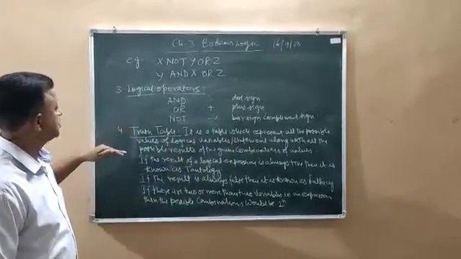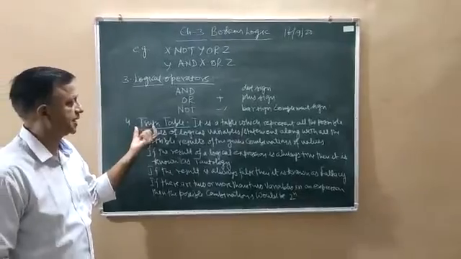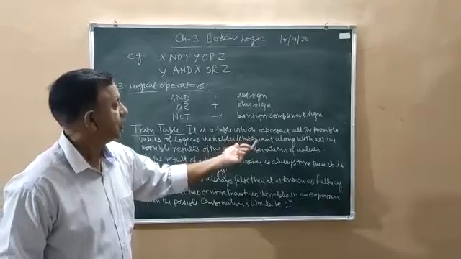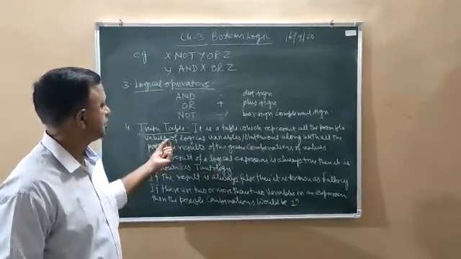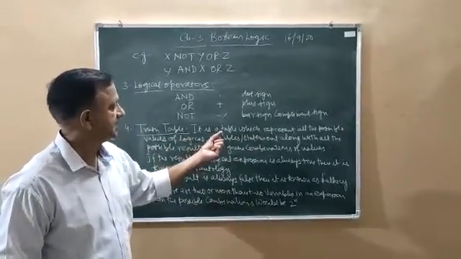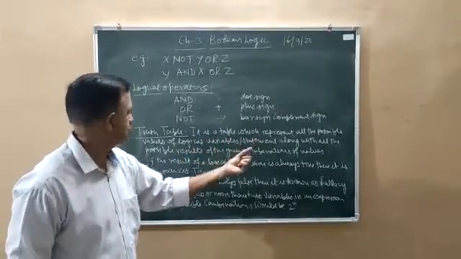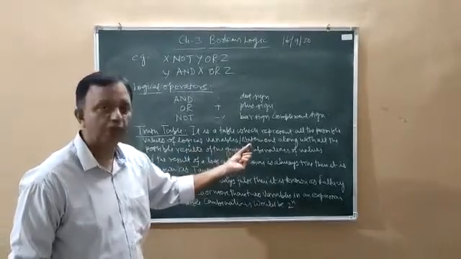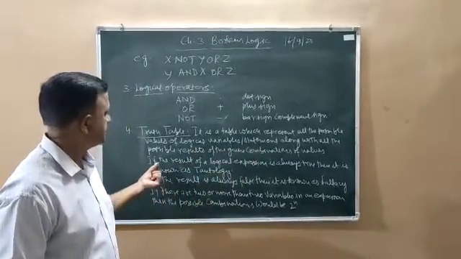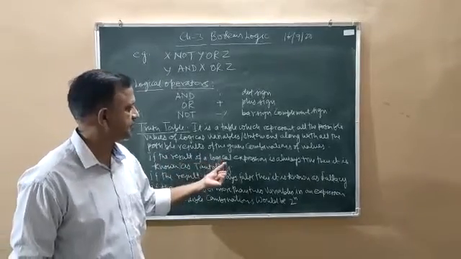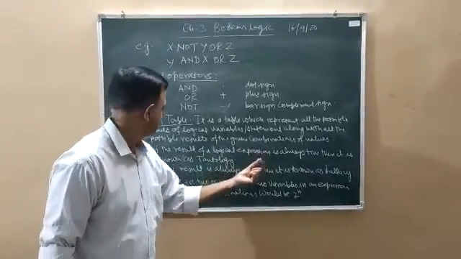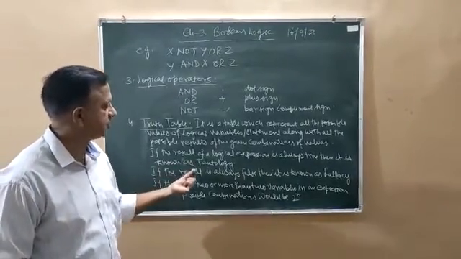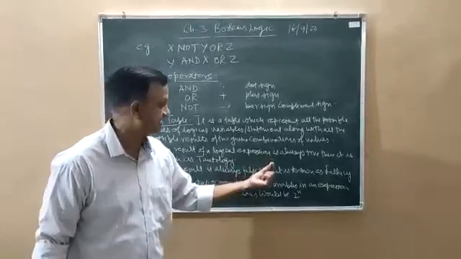Okay, so next we come to another topic, that is truth table. What is a truth table? It is a table which represents all the possible values of logical variables or statements along with all the possible results of the given combinations of values. If the result of a logical expression is always true, then it is known as tautology. If the result is always false, then it is known as fallacy.